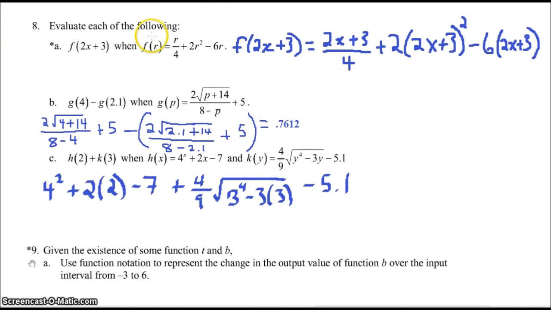Alright, so notice that I've simply taken h of 2, which is h of x but with a 2 in place of the x. It's 4 squared plus 2 times 2 minus 7. And then k of y is k of 3. That's 4/9 square root of 3 to the 4th minus 3 times 3. I just replaced these y's with a 3. And subtract 5.1.